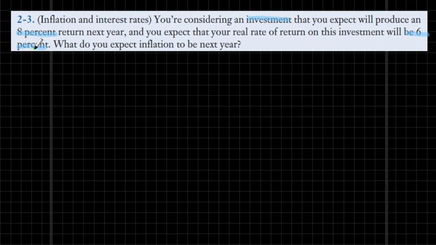As such, because these two numbers are not equal to each other, the nominal interest rate is 8% and the real interest rate is 6%, this implies there is some inflation going on. What is the magnitude of the expected inflation over the next year?